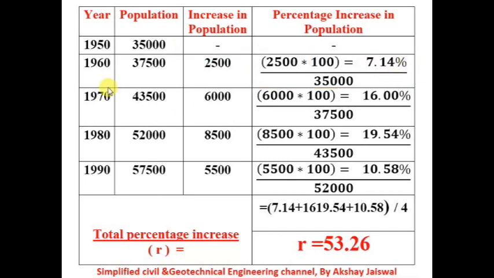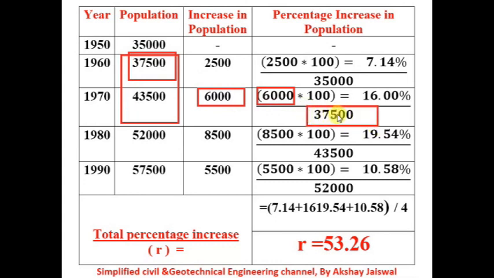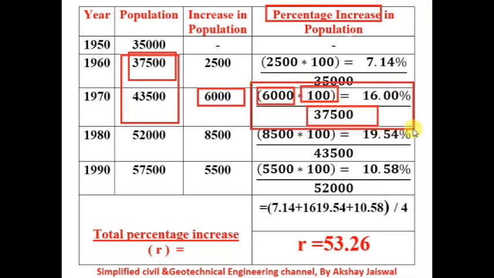In a similar way, we will do calculation for the second case. Increase in population is given by difference between these two, and it is 6000. So we will take 6000 here, and the increase in population is from 37,500. So we are going to divide it by 37,500, and as we are finding percentage increase, again we will multiply it by 100, and after all this calculation we will get the value as 16%.